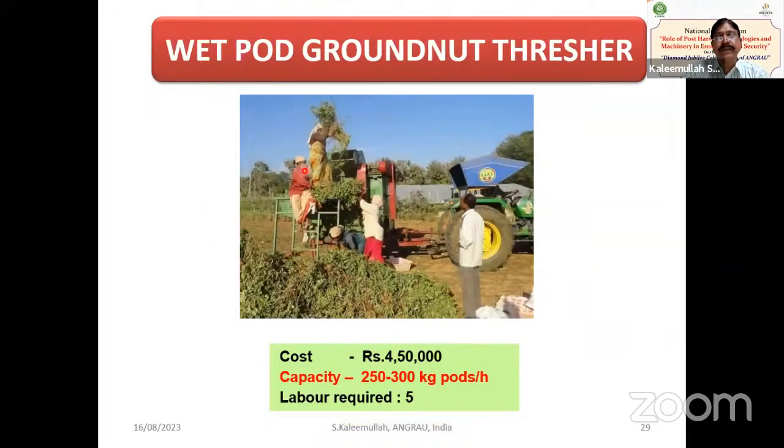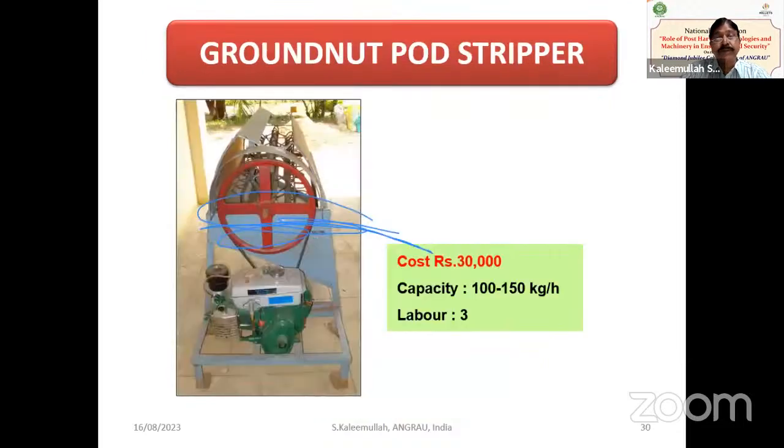Next is the wet pod thresher, and here, directly after pulling the crop from the field, it can be used. This can be fed inside this thresher unit, and its cost is around 4.5 lakh, and its capacity is 250 to 300 kg pods per hour, and labor required is 5 members.